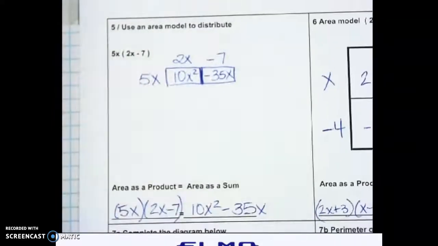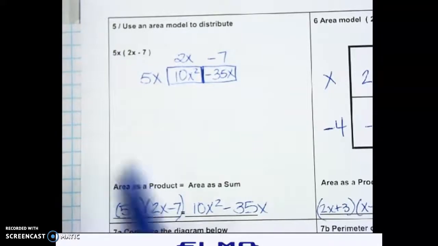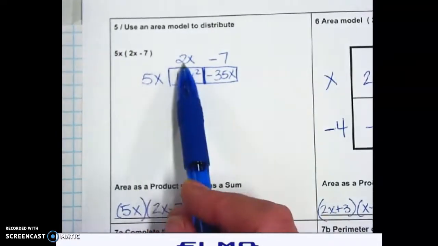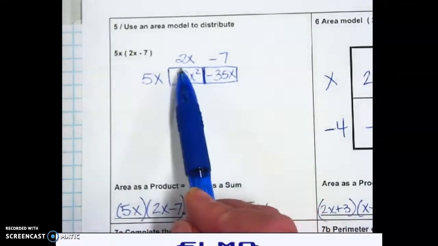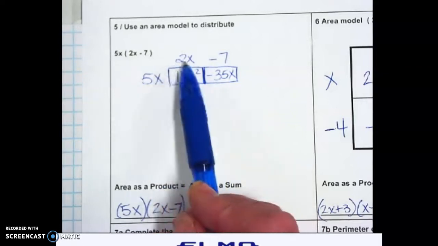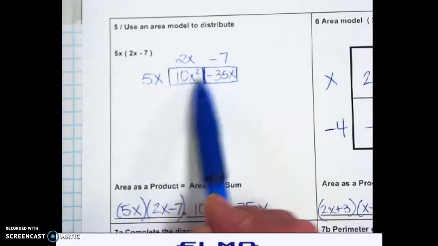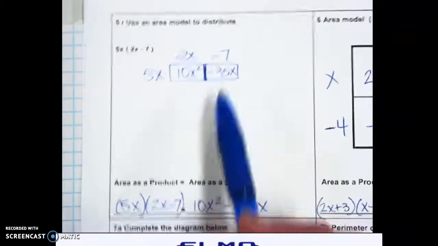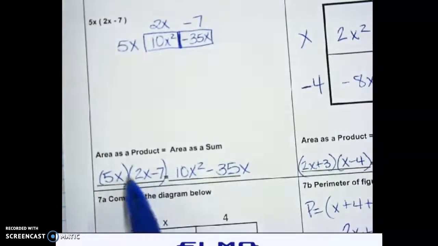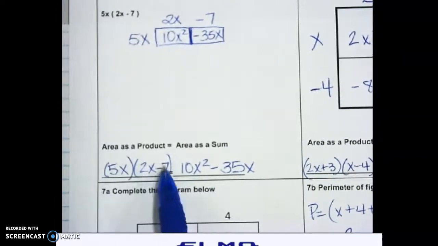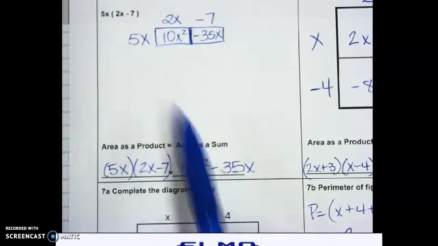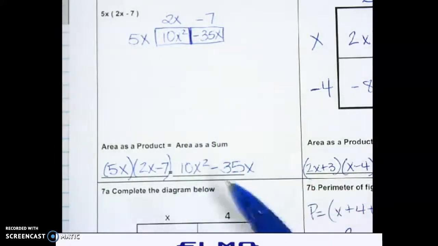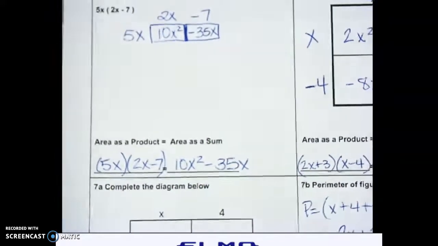Box number 5 says use the area model to distribute. So I put the 5x on the side, the binomial 2x minus 7 up top, and then I just multiplied. 5x times 2x is 10x squared, and 5x times negative 7 is negative 35x. So written as the product, I just put each of the polynomials in parentheses, and then as the sum, I just combined any like terms, which there weren't any, and wrote the answer down as the sum.